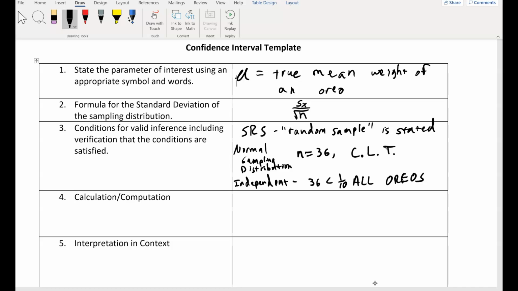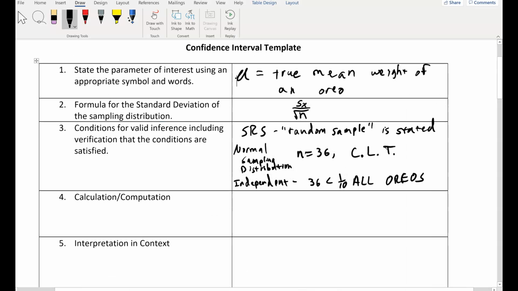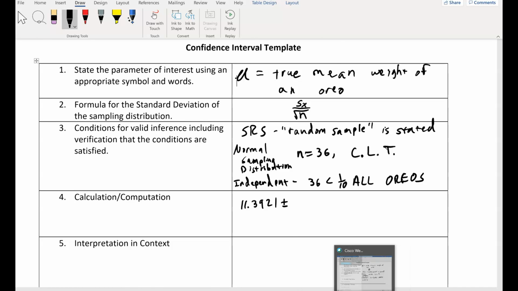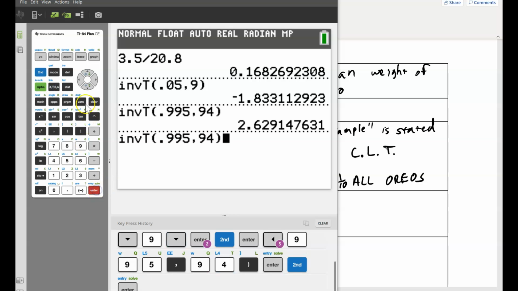All right, so our calculation and our interpretation, how does this flesh out? Well, the sample mean was 11.3921. So I have 11.3921 plus or minus, I need a t-star value for 35 degrees of freedom, right? So I don't think I'll be able to find that on my table. So I'm just going to go ahead and use inverse t. So second, I'll just cheat here and do second enter. And this is a 95% confidence interval, so this is going to be 0.975. And we have 36 cookies, so that's 35 degrees of freedom.